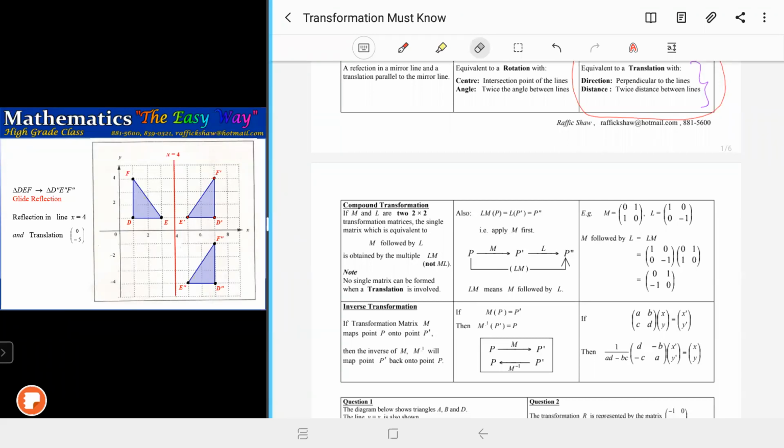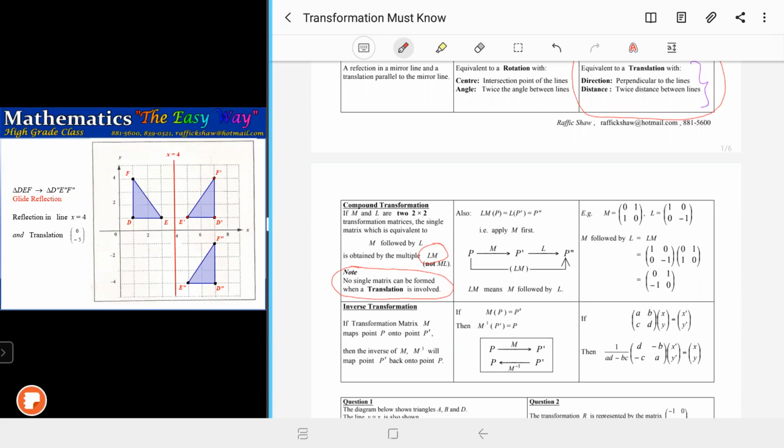Remember, for the compound transformation, where you can form a single matrix, you can't form a single matrix if a translation is involved. I will never have anything like that today, but we did 2 of those in the last class, where the translation was involved and we couldn't form a single matrix because of the translation. All right, so we're making sure we're covering all the things that you need to know for this topic.